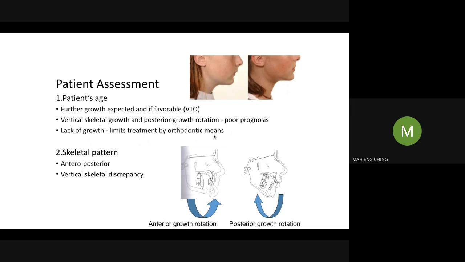For skeletal pattern, we have to assess the patient anteroposteriorly, and then we have to look at the vertical skeletal discrepancy. Like we said, we assess the maxilla or the mandible. It can be maxilla forward or mandible backward, or a combination of both. For vertical skeletal, like we summarize in this picture on the right side, it can be forward growth or backward growth, or backward rotation or forward rotation. This will determine the prognosis of the patients.